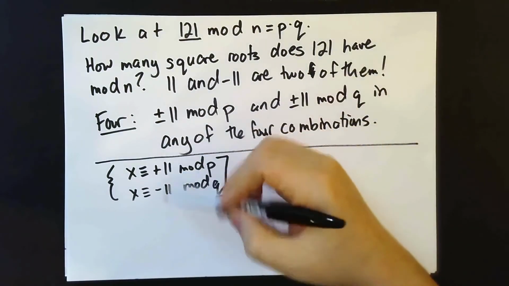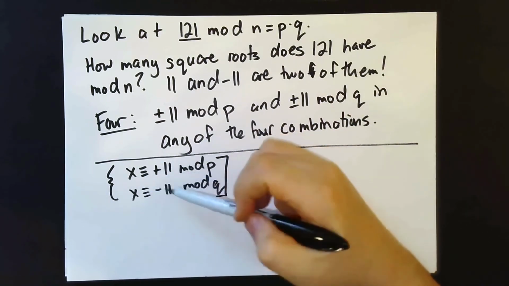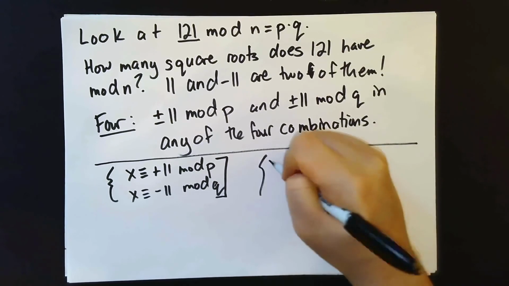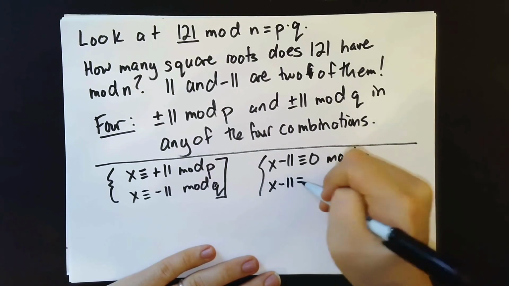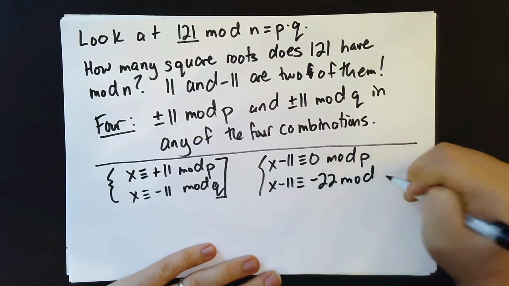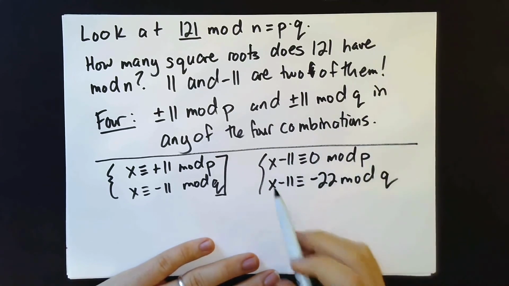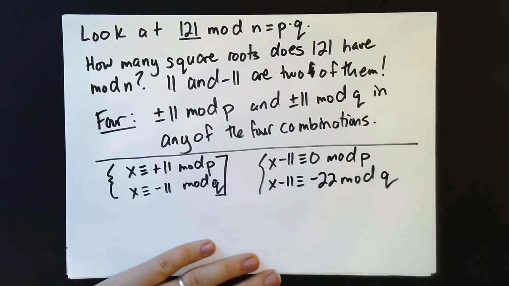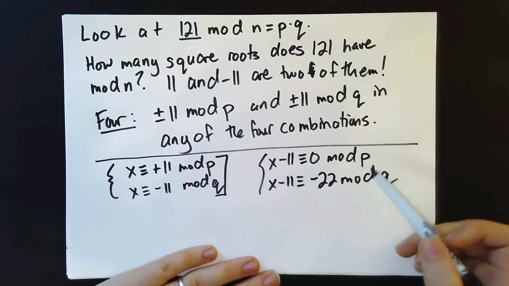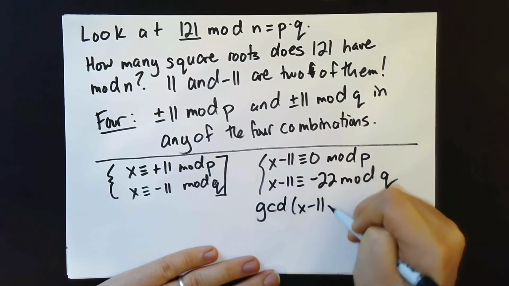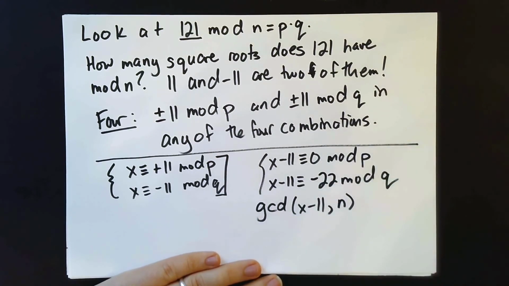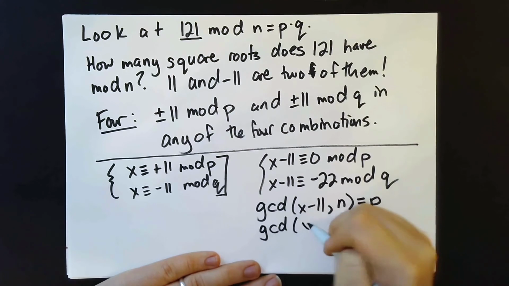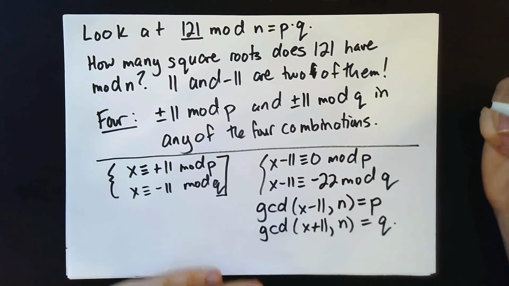And so this combination here means if I subtract 11 from both sides, well, then I get that x minus 11 is 0 mod p, but it's actually minus 22 mod q. And so what does that mean? That means that p divides x minus 11 but q does not divide x minus 11. And so that means when you take the GCD of x minus 11 with n, you find the factor of p, but not the factor of q, and so this GCD works out to be exactly p. And likewise, if you take the other GCD, you get exactly q.